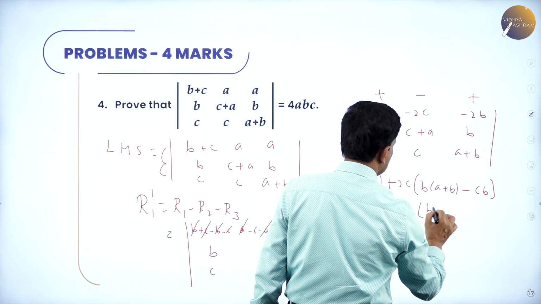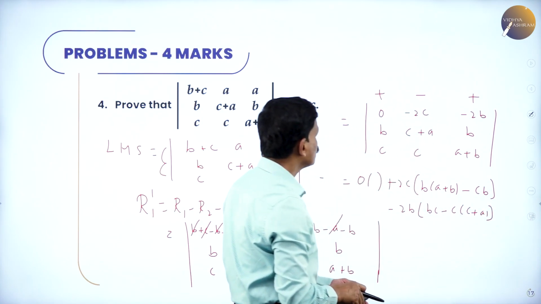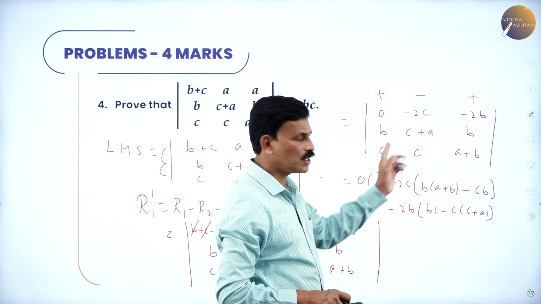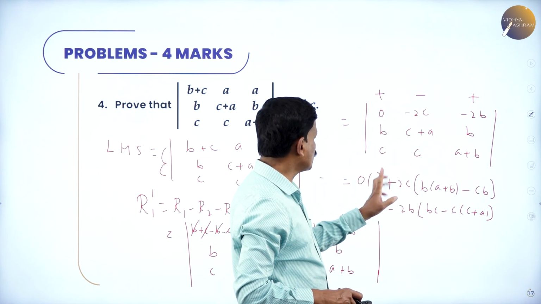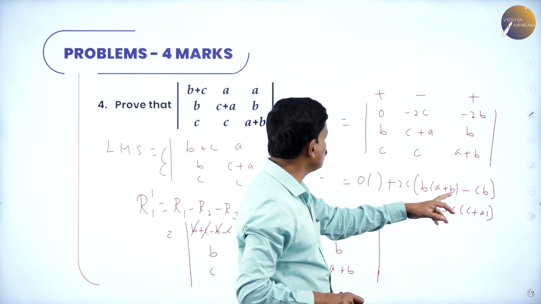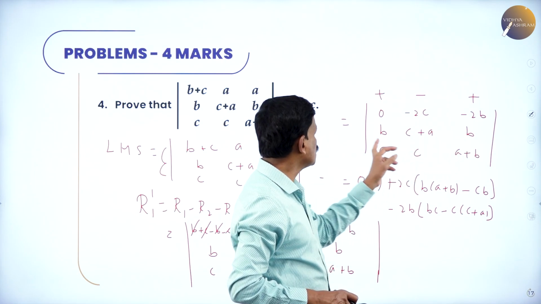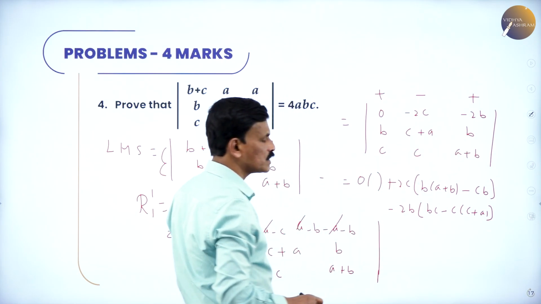B into C is BC minus C into C, A plus B. Okay, this 0 is gone because 0 into a number is 0. Minus into minus plus 2C, this row and column is deleted. B into A plus B minus CB, plus into minus minus 2B, this row and column is deleted. BC minus C into A plus C plus A.